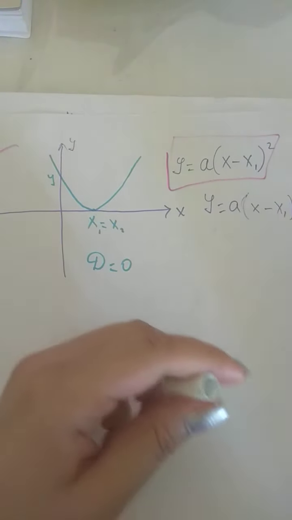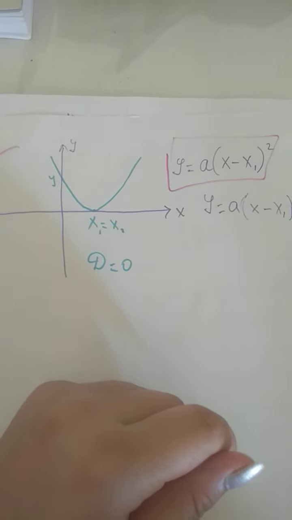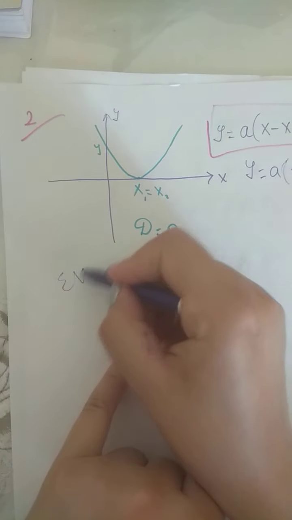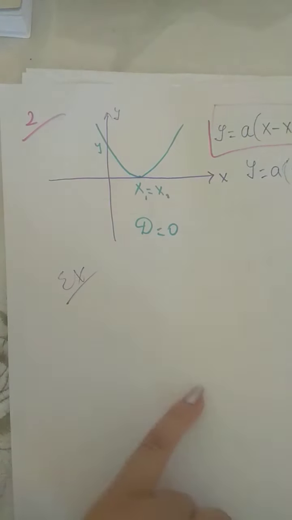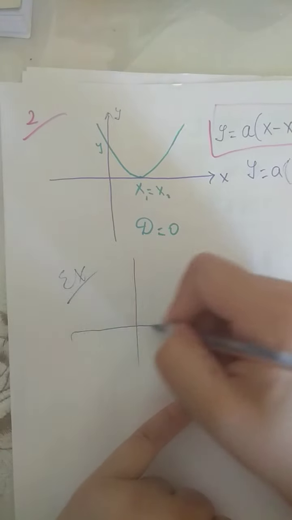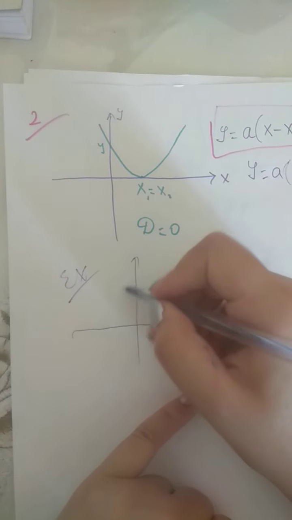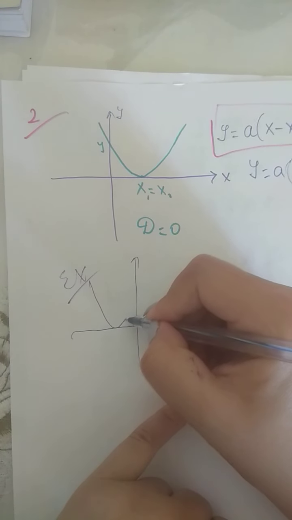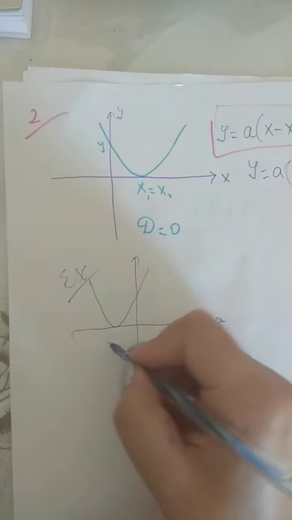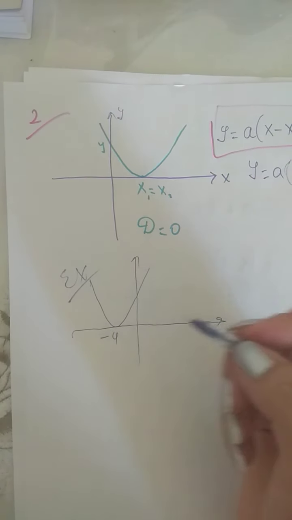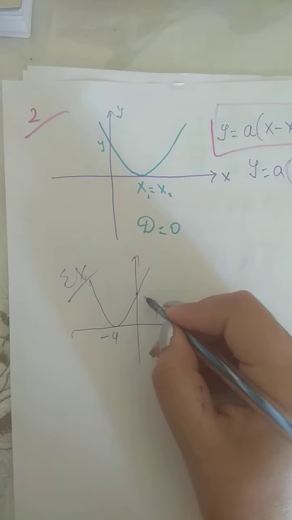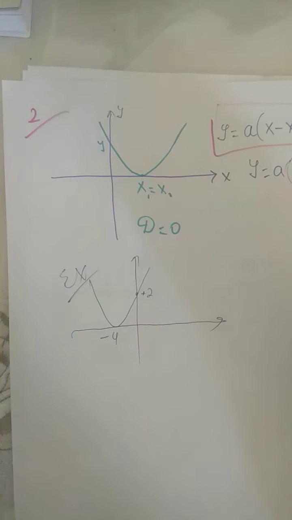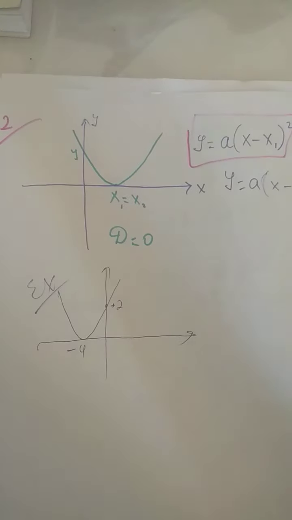Okay, but let me give you one example for this type. If you see on the coordinate plane, they give you this type of function. Let me take it like that. So x is -4 and y is... oh, sorry, it's on the positive side, so +2.